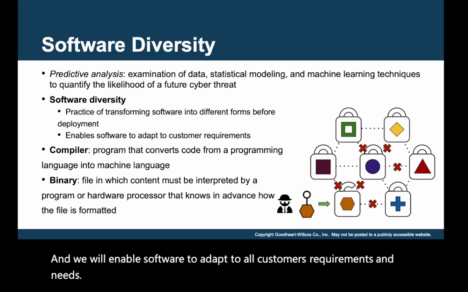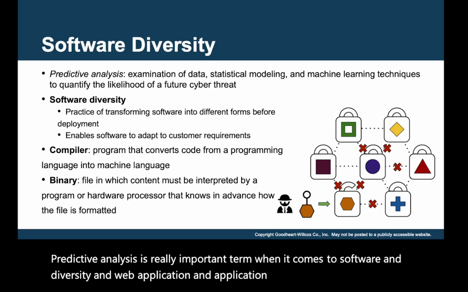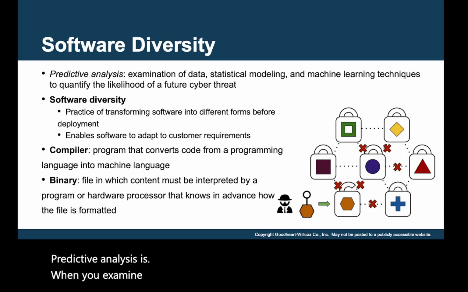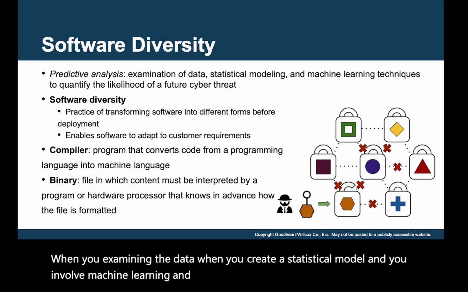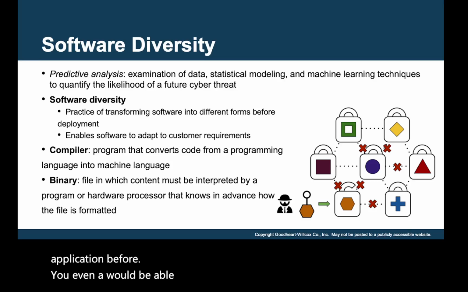Predictive analysis is a really important term when it comes to software diversity and web application and application development in general. Predictive analysis is when you examine data, create a statistical model, and involve machine learning and AI that will help you identify flaws in your application before you are even able to release it to the end user.